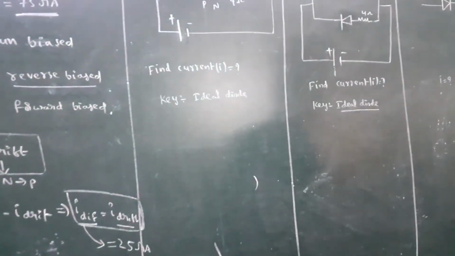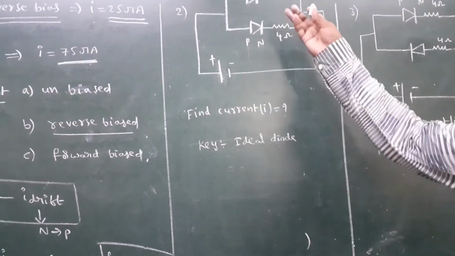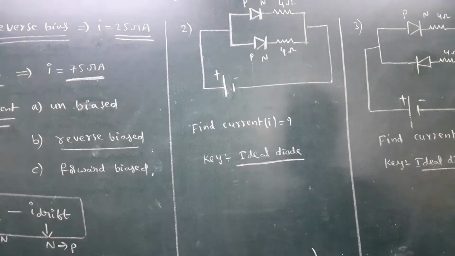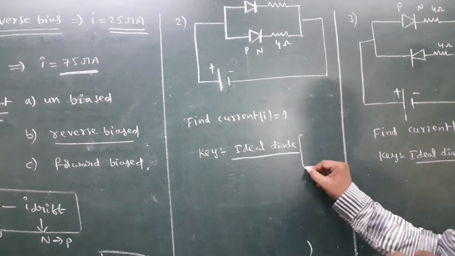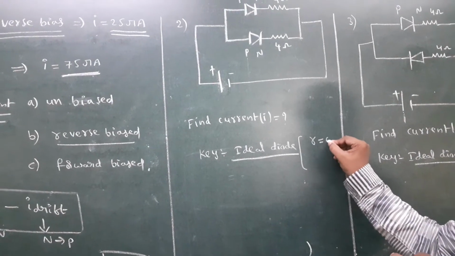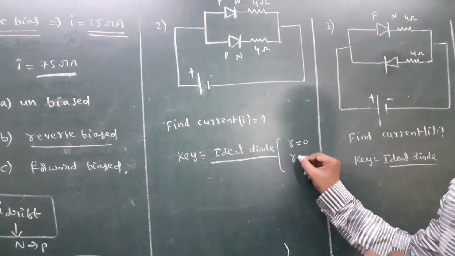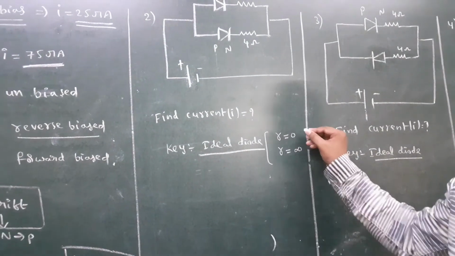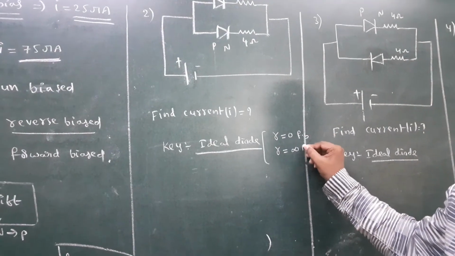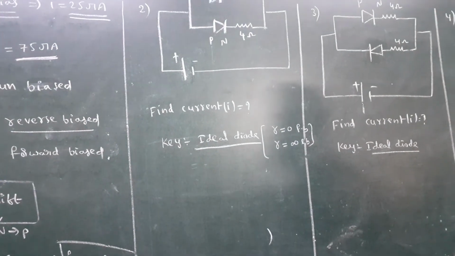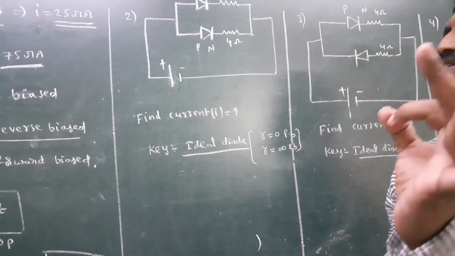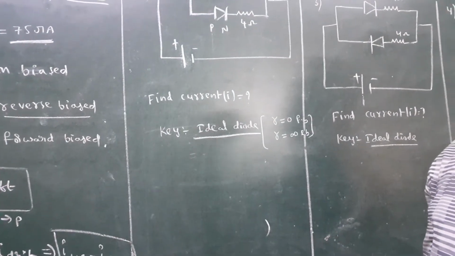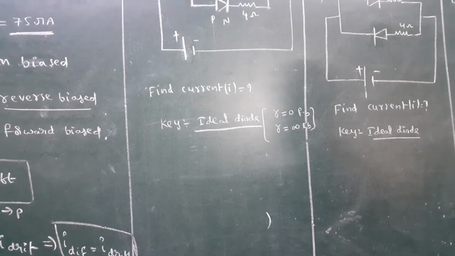Look here. This is the circuit diagram. All the given diodes are ideal diodes. Ideal diode means in forward bias the internal resistance becomes 0, and in reverse bias the internal resistance becomes infinity. That means this is forward bias, this is reverse bias. In forward bias, if its resistance is 0, the diode is called an ideal diode. In reverse bias, if its resistance is infinity, the diode is called an ideal diode.